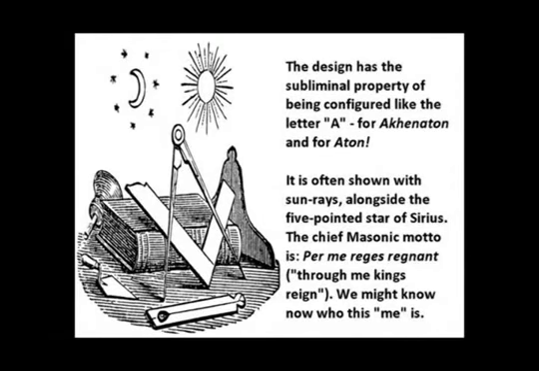The famous symbol of the compass and the rule. This design has a subliminal property of being configured like the letter A, which stands for Akhenaten and for Aton. It is often shown with sun rays, along with a 5-pointed star of Sirius. The chief Masonic motto is Per me reges regnant, which means through me kings reign. We might now know who this me is.